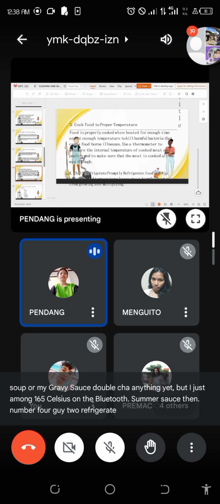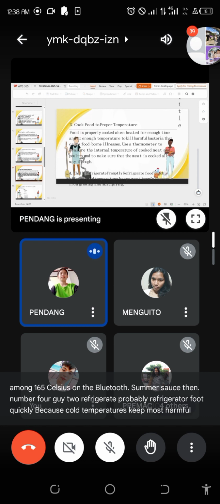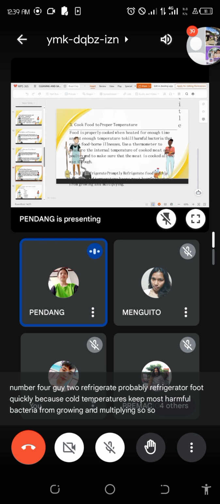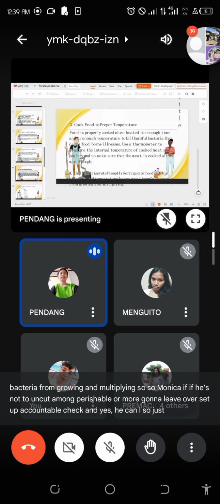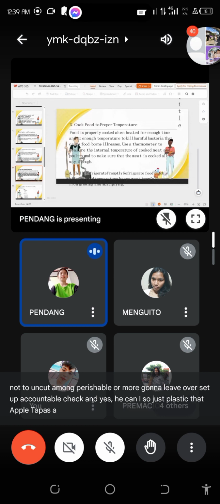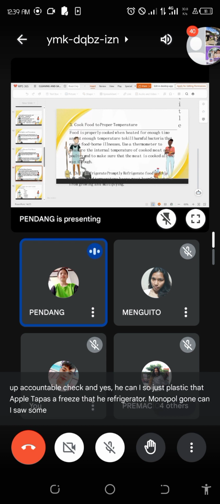Then, number four is refrigerate properly, refrigerate food quickly, because cold temperature keeps most harmful bacteria from growing and multiplying. So, perishable food and leftovers should be put in containers and frozen or refrigerated so that bacteria do not multiply.